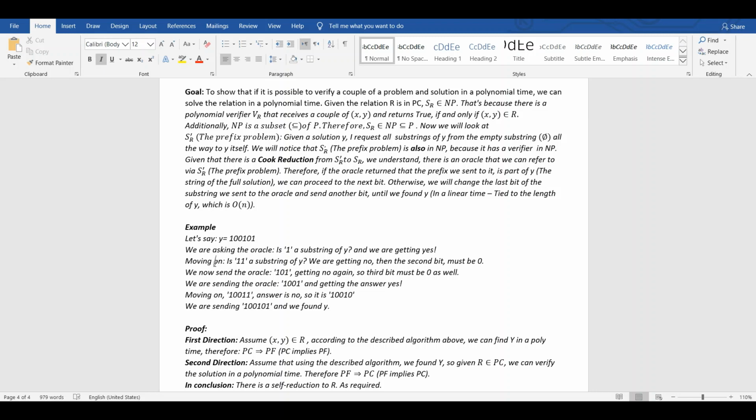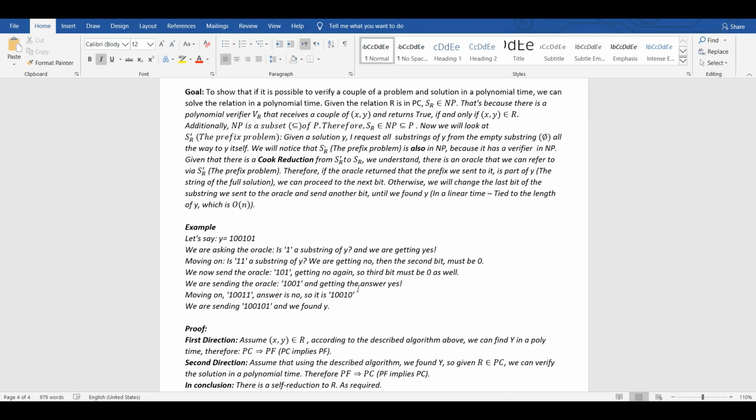So, because the alphabet of y is 1 and 0, we know that the second bit must be 0. Good. Now, we are asking if 101 is a prefix of y, and we're getting no again. So the third bit must be 0 as well. We are sending now to the oracle the prefix 1001 and getting the answer yes. See? Okay, good. Now, moving on.